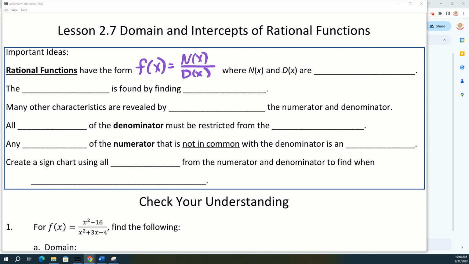Why do you think I chose to use n and d? Good. So anytime I'm talking about n, I'm talking about the numerator. D, I'm talking about the denominator. And then both of those, n and d, are polynomials. So that's why typically you do rational functions right after polynomial functions, because this is a polynomial divided by a polynomial.